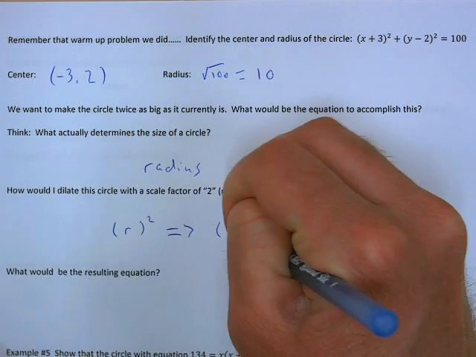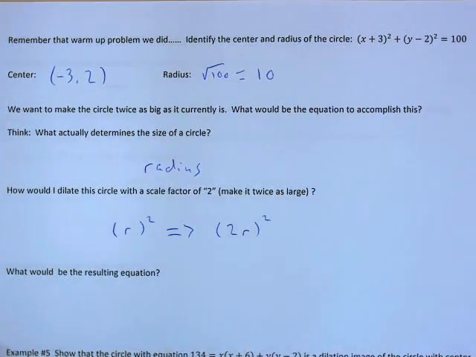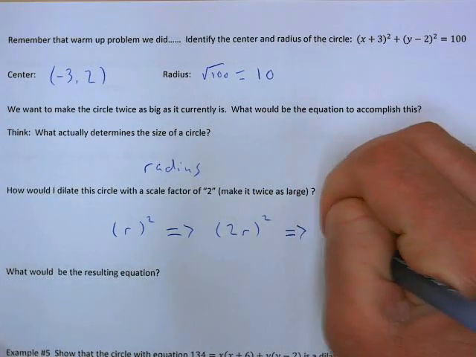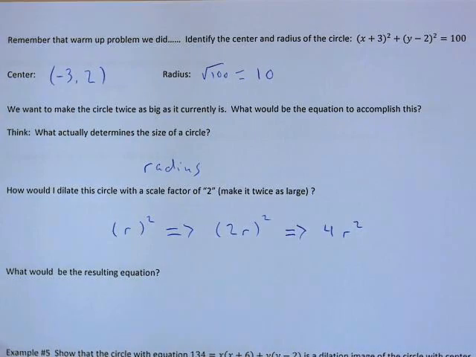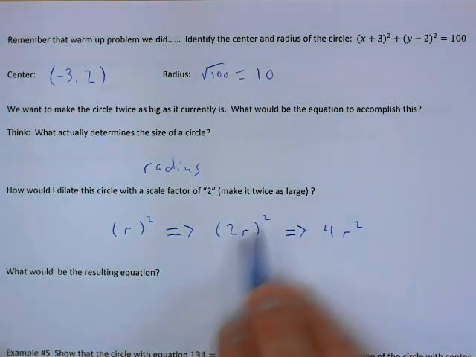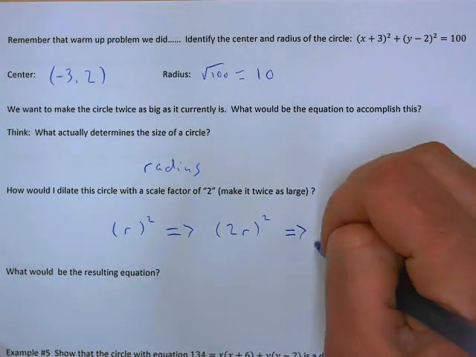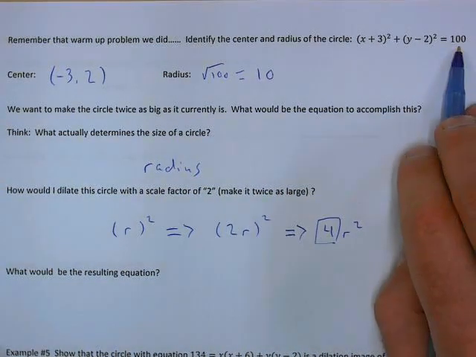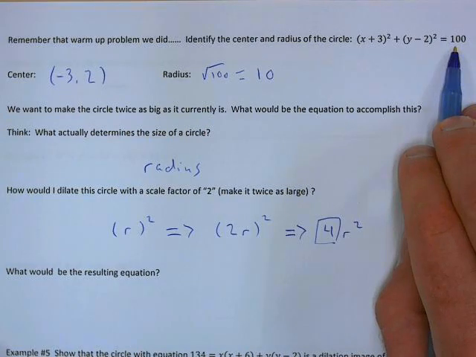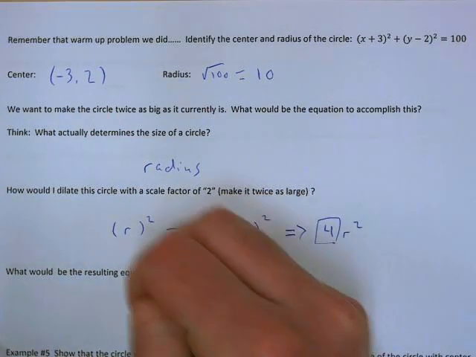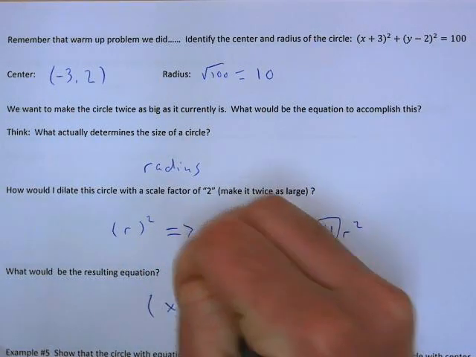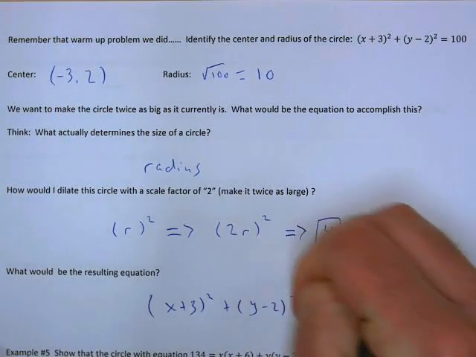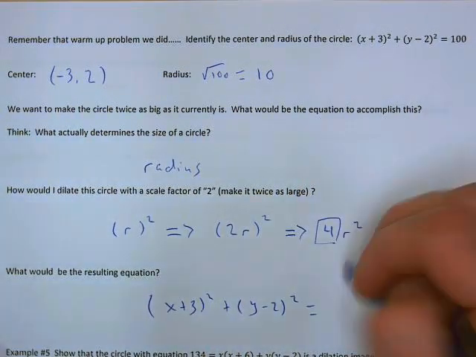So then I need in my equation 2 times my radius squared, which is going to result in what? Well, what is (2r) squared? Well, that would give me 4r squared. Okay, in other words, if I want to double my radius, well, since I'm squaring that number, it's actually going to make my circle 4 times as big. Okay, so then if I want to make this circle twice as big as it is, I need to multiply this number by 4. Okay, which would give me, well, my center didn't change, it's still (x plus 3) squared plus (y minus 2) squared equals, and then if I multiply this by 4, I get 400.